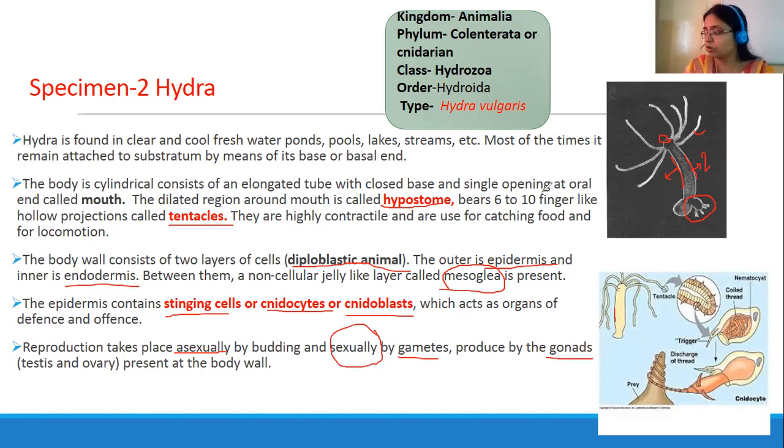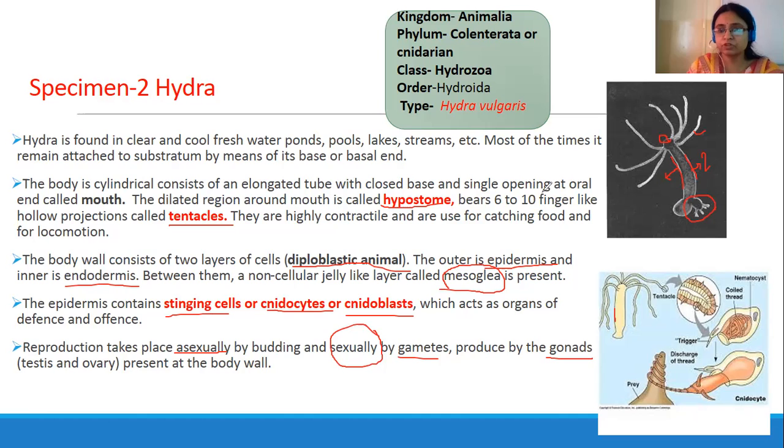We have a model of it in our lab. So this is the model of the hydra. Here you can see the whole body of the hydra. Now this is the basal end. This is the terminal mouth. These are the tentacles, and this is the small bud which is coming out. So this is the model of the hydra.